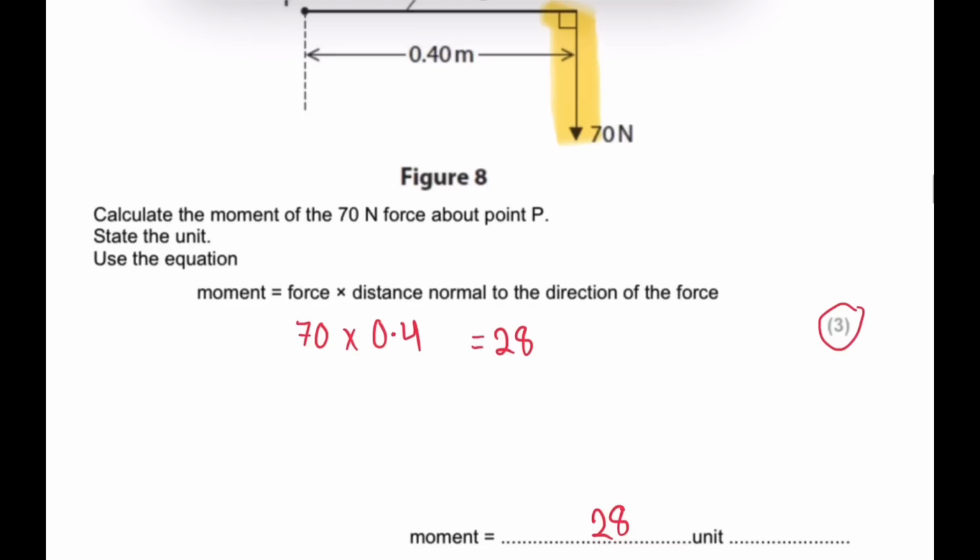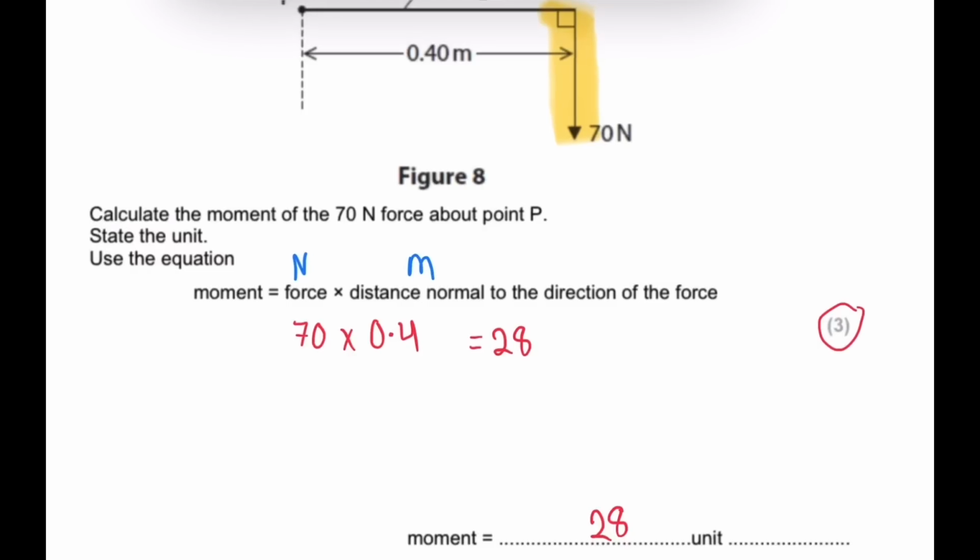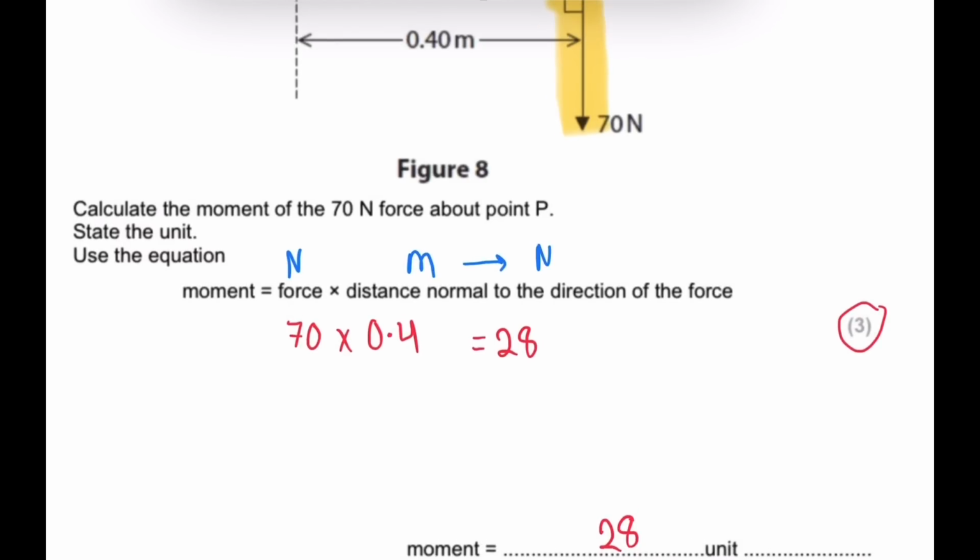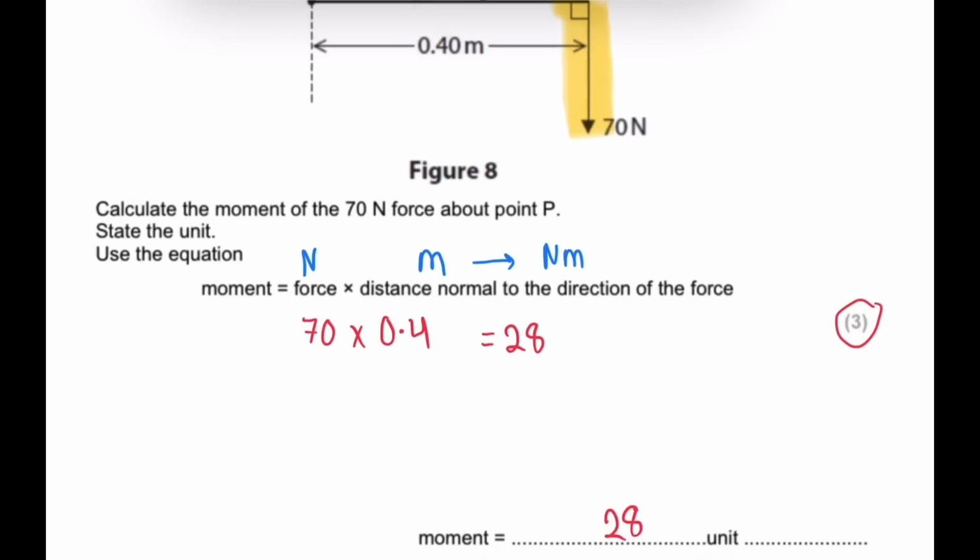Well, if we know that the unit for force is Newton, and we know that the unit for distance is meter, you can literally put them together. So they will make Newton meter. And you can actually see that they're being times together. The N is being times by the M. They're not being divided. If they were divided, you would say it's newtons per meter, but because they aren't, you're going to just say it's Newton meter.